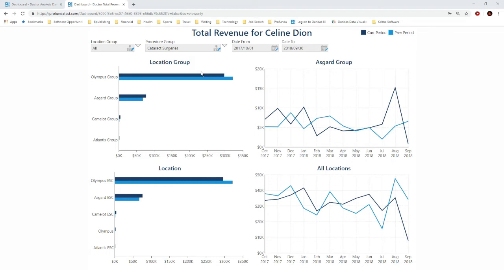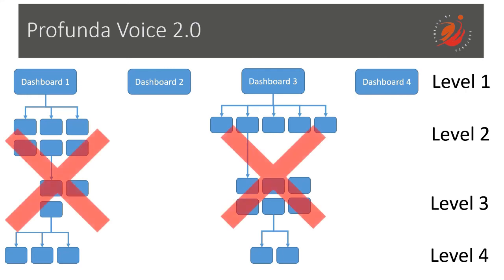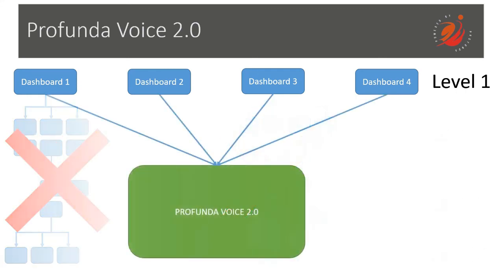Regardless of which approach you take, using Profunda Voice 2.0 can greatly reduce the time and cost to build out your business intelligence system. Instead of building complex multi-level dashboard systems as shown here, which can't answer all your questions anyway, just scrap all that lower level stuff and replace it all with Profunda Voice 2.0 instead.